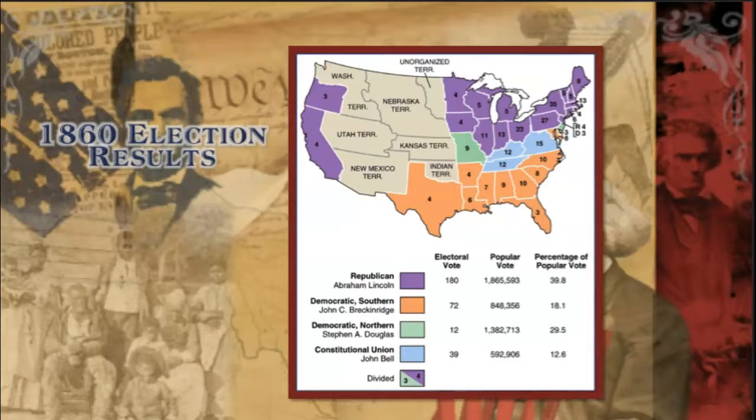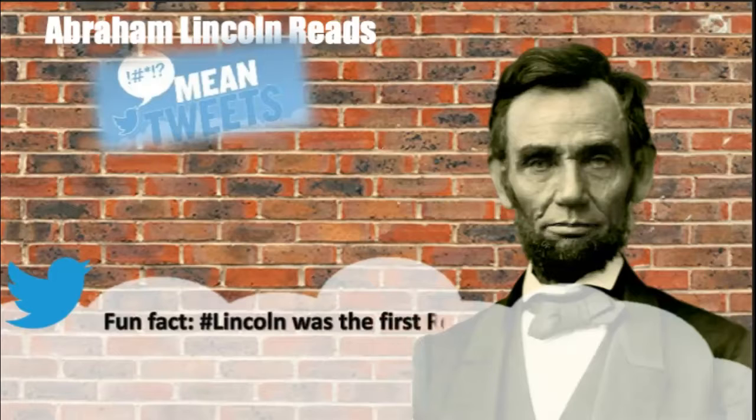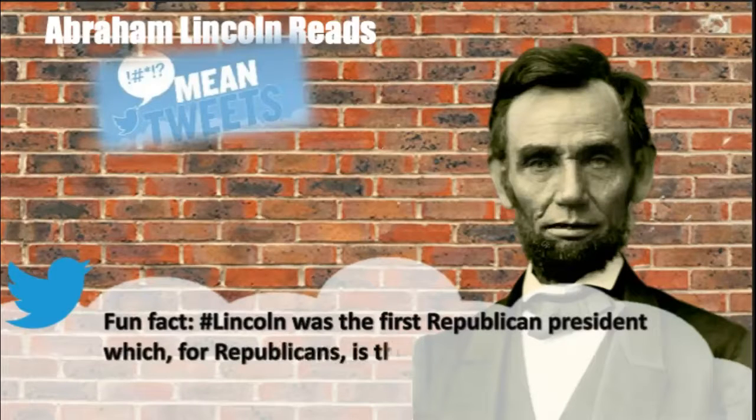Yes, you can see the purple states win, but there's a great division. The Republicans will carry the North and the West. The Democratic Southerners will carry the South. So our first Republican president, Abraham Lincoln, reading a real mean tweet. Fun fact, Lincoln was the first Republican president, which, for Republicans, is the political equivalent of peaking in high school.